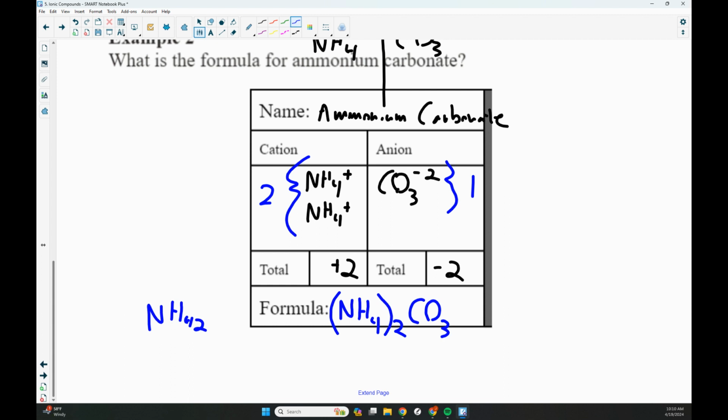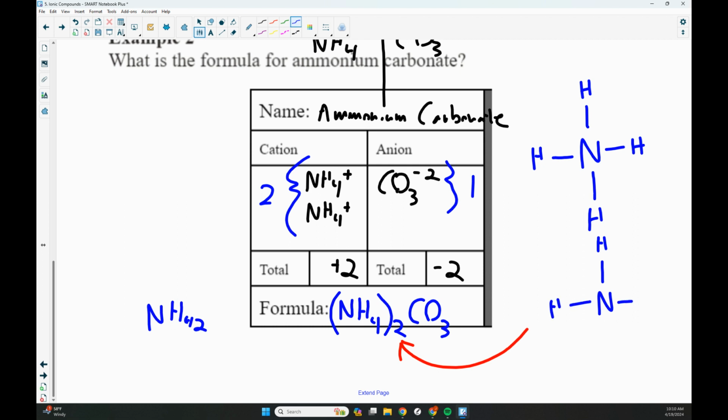So let me talk more about the parentheses here and the 2 subscript, just what that means. What that is indicating is that we've got 2 of these covalent compounds, NH4, which I can draw sort of the simplified Lewis structures for. So that is what that is communicating. And we can add all those atoms up. It's actually 2 nitrogens and 8 hydrogens in total. So that's how we write the formula for ammonium carbonate.